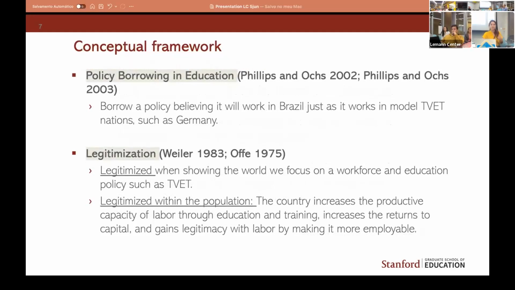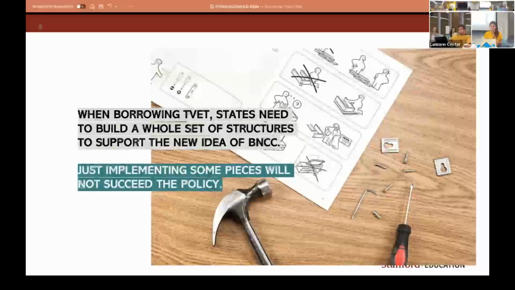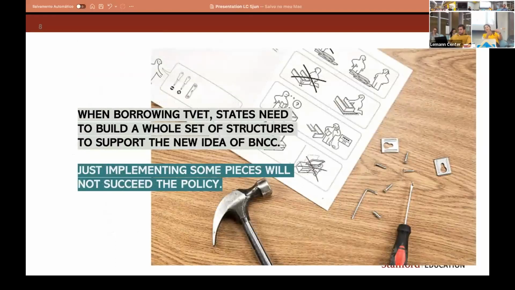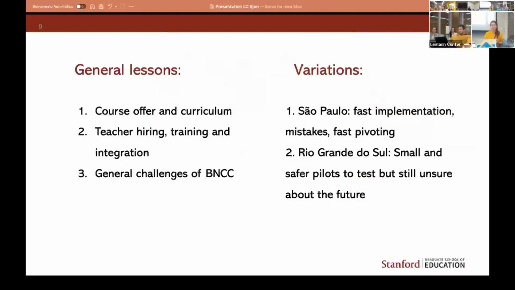I'm using the policy borrowing in education framework and the legitimization framework to think about how policies that work so well in other countries might not go very well in our country if we don't think about some specific things that happened here. And I have this phrase: when we borrow TVET and other educational and public policies, we need to build a whole set of structures to support the idea of BNCC in our country. Just implementing some pieces will not make this policy succeed. So here I'm going to go through some general lessons and then variations between the two states that I have studied.